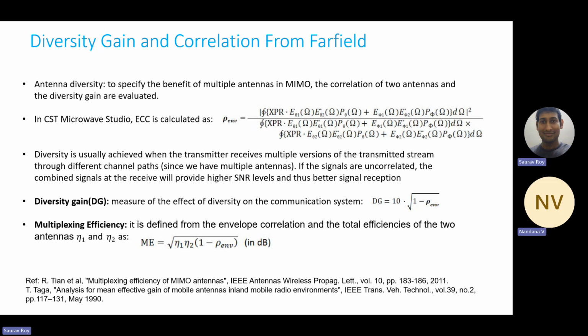So for all of this, you first need to get the antenna radiation pattern, then the P theta phi, which is the distribution in the azimuth and elevation plane. Whatever kind of probabilistic distribution you are assuming, you should get. Generally, I told you, right? In the E theta plane, we take Gaussian distribution, and in the phi plane, uniform distribution. Exactly. So from this, and if you have XPR, the cross polarization ratio, if you know all this, you can calculate rho envelope, the envelope correlation coefficient. From that, you can calculate diversity gain and multiplexing efficiency.